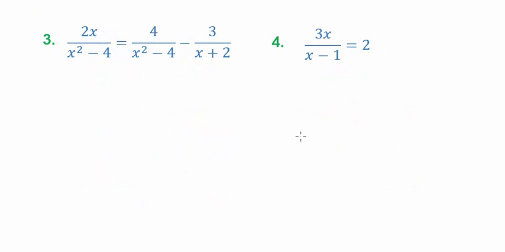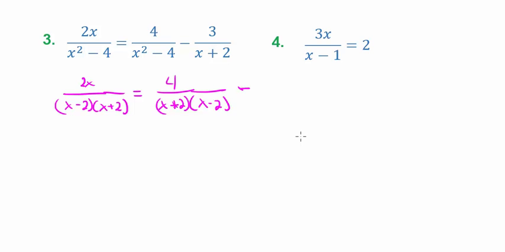I will do number 3 in a very similar fashion. I'm going to look at the denominators and find the common denominator. I'm going to rewrite it real quickly, though, to help myself figure out what that common denominator happens to be. So it'll be 2x over x minus 2 times x plus 2. What I've done is factored the denominator. Equal, and so now we have the same denominator underneath my 4, so x plus 2 times x minus 2. And then minus 3 over x plus 2.